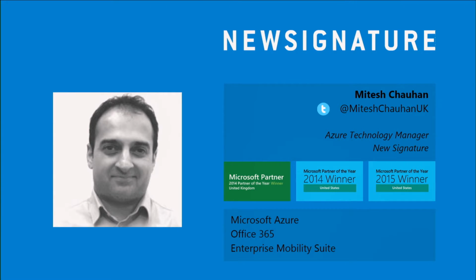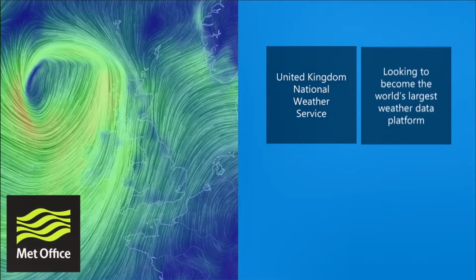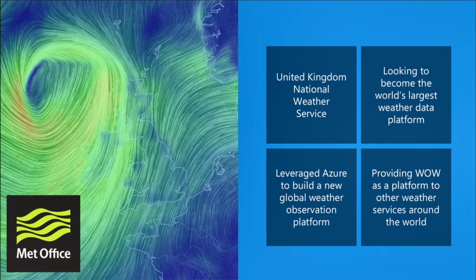So we're here to talk today just to show you what we did for the Met Office, which is the official weather service in the United Kingdom. They store weather observations from all around the world, and they're looking to expand. They were a government organization previously, and now they're looking to use the data that they've collected to disseminate it across the world to other weather organizations around the world, which we'll have a look at shortly.